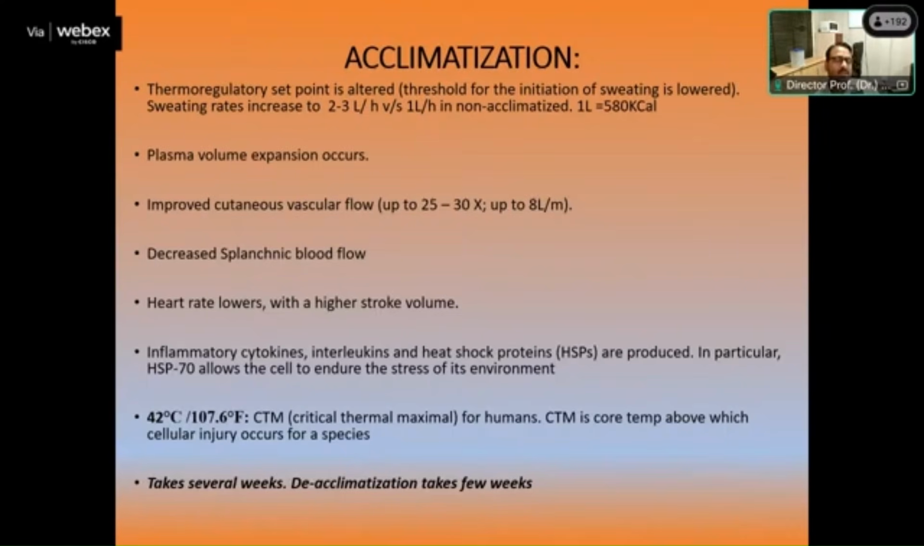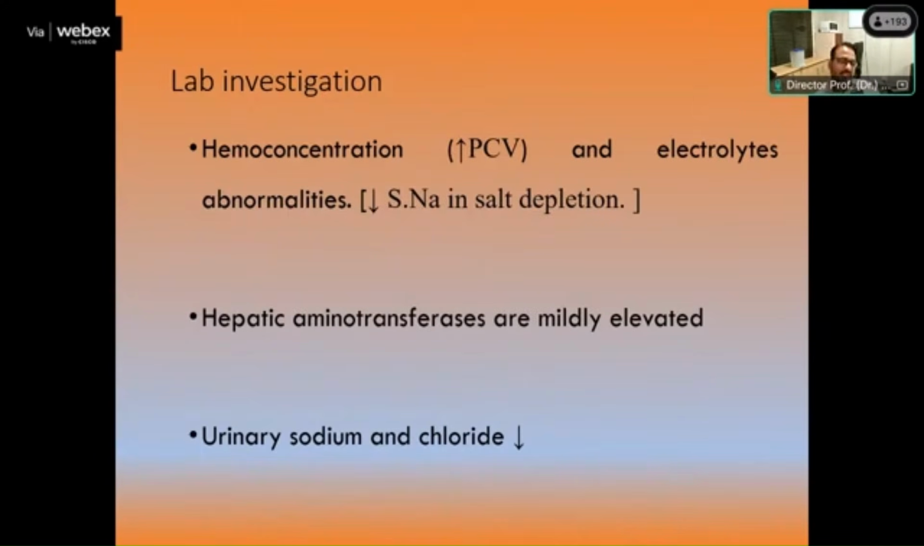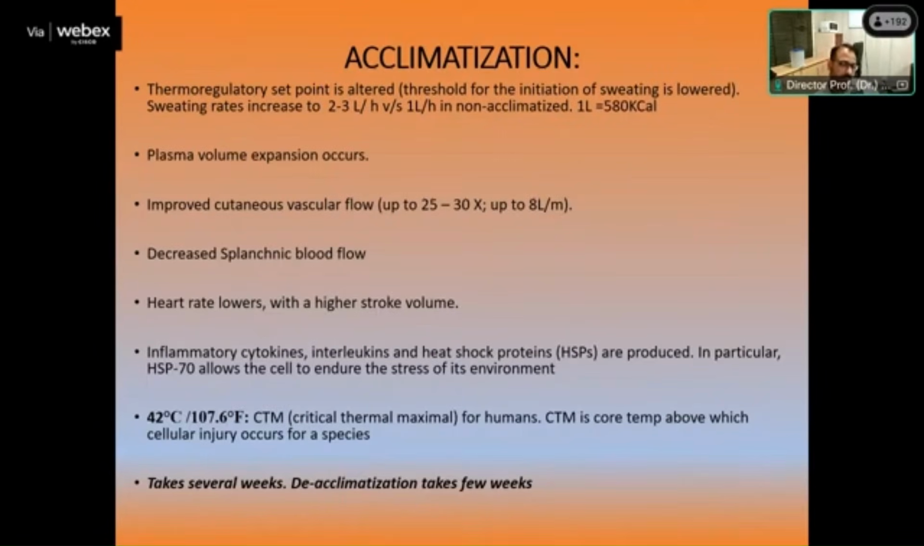In some cases the SGOT and SGPT can be slightly raised. If we do their urea, sodium, and chloride, they are less, as a compensatory mechanism by the kidney to increase our adaptation. But the most important thing for us clinicians to remember in this slide is that it takes several weeks for acclimatization to happen, but deacclimatization takes place in only a few weeks.